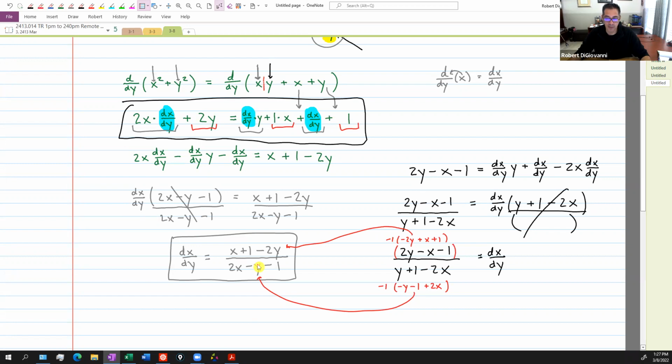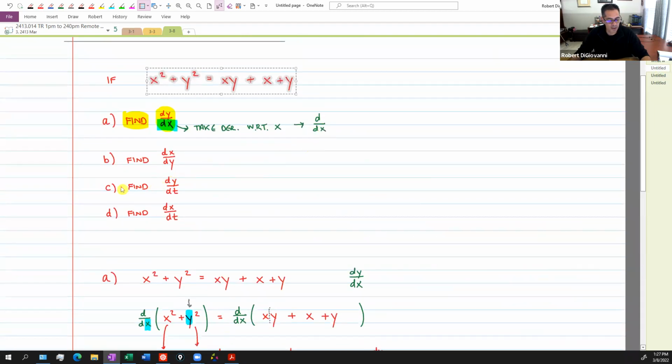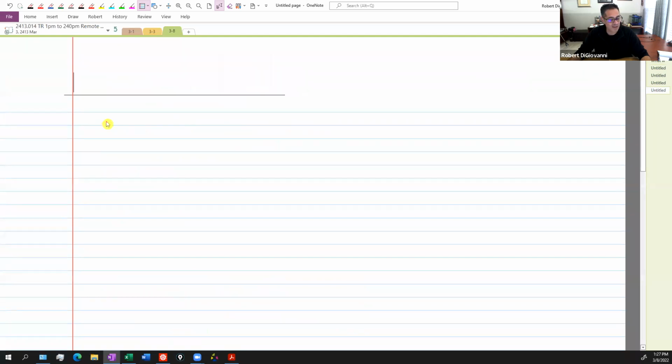So we proceed. Part C. Now I want dy dt. This is new. Okay, we have not done one of these. I want dy dt. What the heck? Dy dt. How are we going to find dy dt? Because my equation doesn't have a t in it, right?